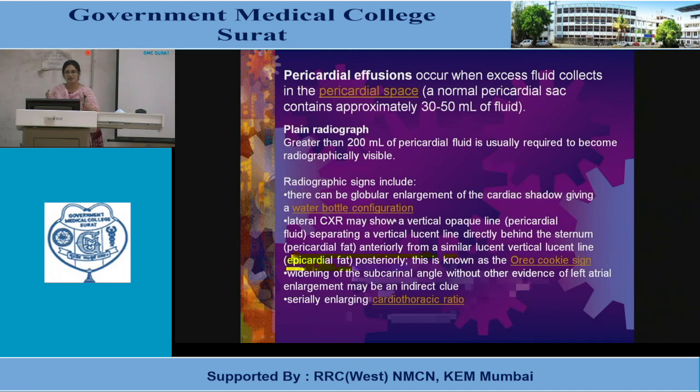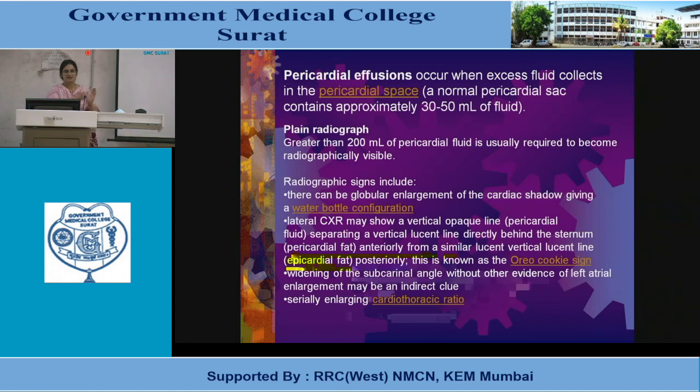There is a globular enlargement of the cardiac shadow. On a lateral chest x-ray, you will see a vertical opaque line which is formed by the pericardial fluid. It will differentiate a vertical loosened line directly behind the sternum, which is the pericardial fat. It will be loosened. Then there will be a vertical opaque line because of pericardial fluid. And behind this posteriorly, there will be a similar loosened vertical line because of epicardial fat.